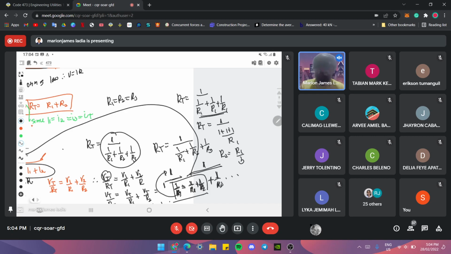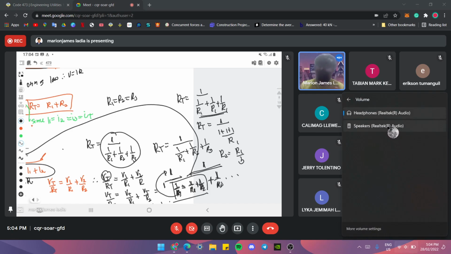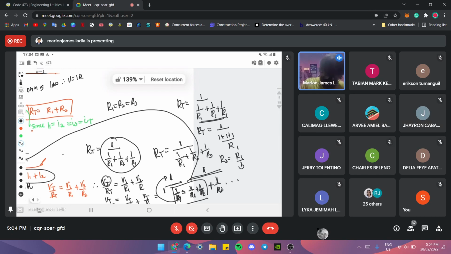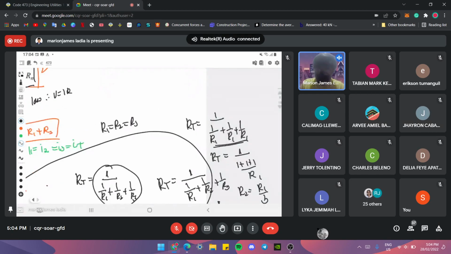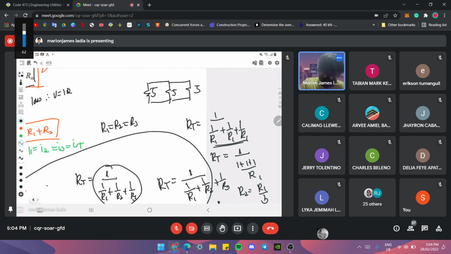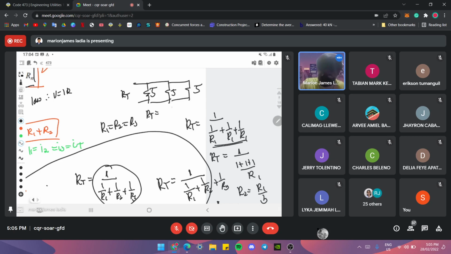So, mapapansin nyo is that pag kinukuha mo yung resistance ng parallel, lumiliit at lumiliit siya. Hindi tataas ang resistance ng isang parallel connection sa pinakamababang resistor. You have a parallel connection of 5 ohms, di ba? So, pag nakaparallel lang 5, 5, 5, which is equal to my R total. Pag kinuha mo yung R total yan, is that is always equal to 5 over 3. Okay? 5 over 3 yan.